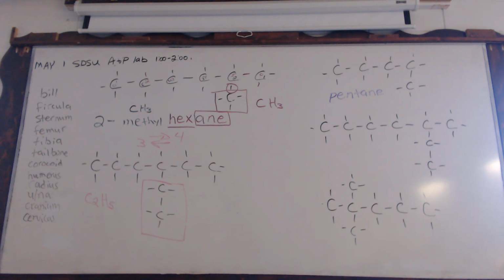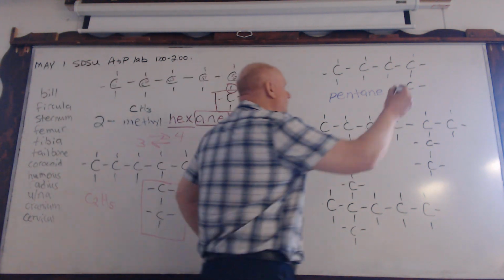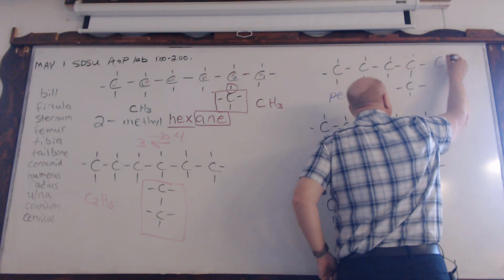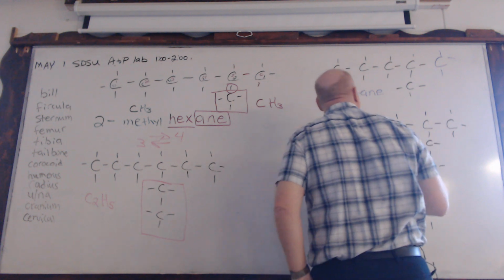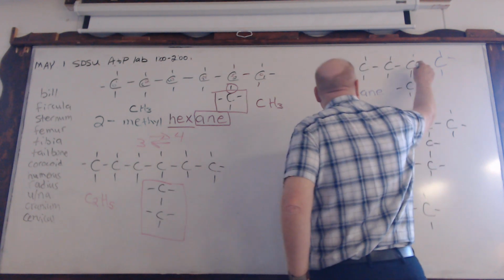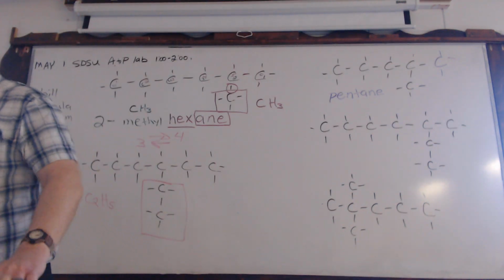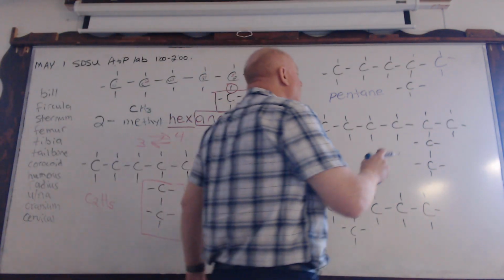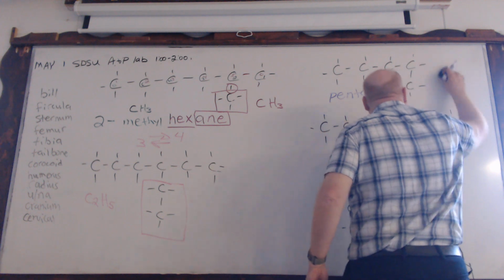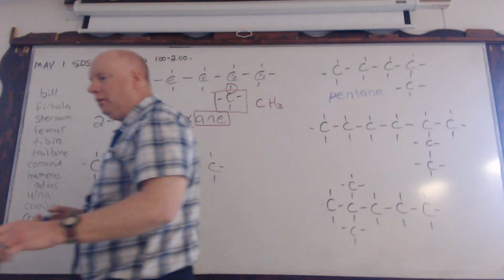Repeat your question again. So if you put a C all the way on the right side, would it be a completely different one? Now you've got 2-methylpentane. That would be 2-methylpentane now. Okay.